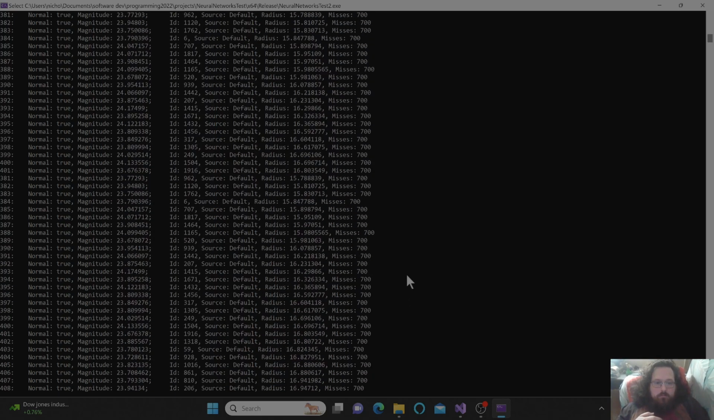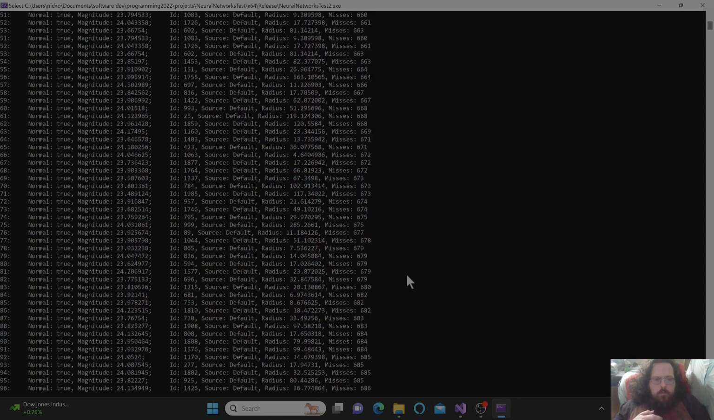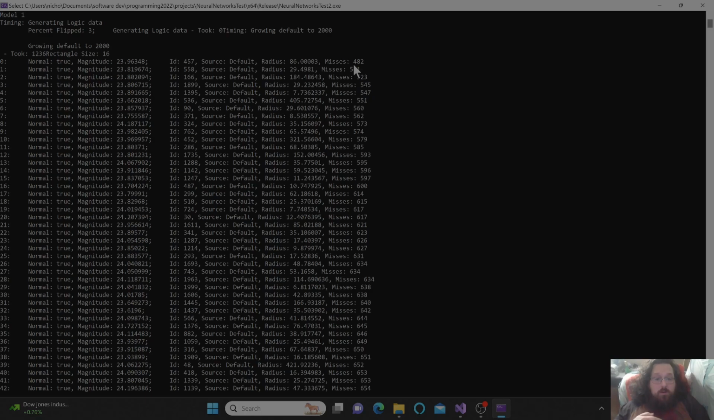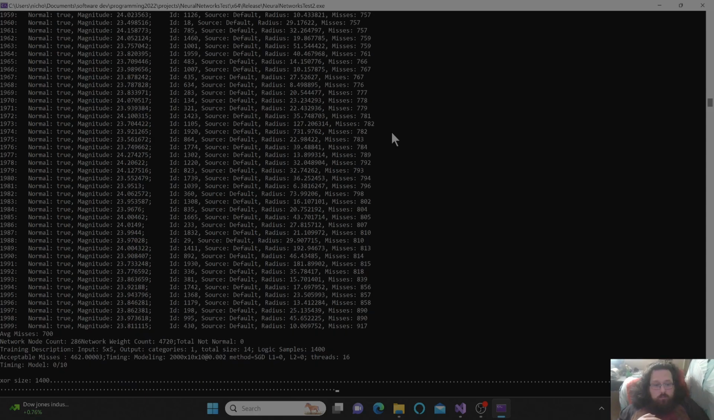So we're scrolling up. The best network has 482 misses, completely random state. It's got a radius of 86. Radius is the root mean squared error over all the training data. Of the 1,400 training samples, it takes the root mean squared error. In this case it's 86, which is a lot. This best network had 482 misses, and its ID was 457. Okay, this program takes about a minute to run a model generation.